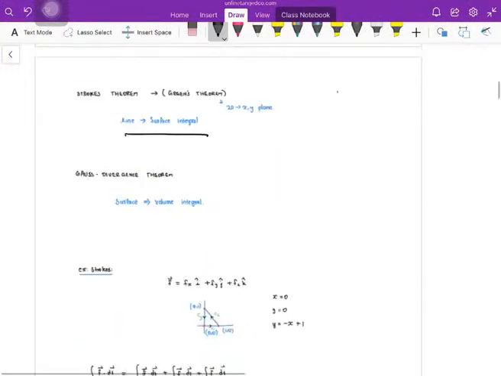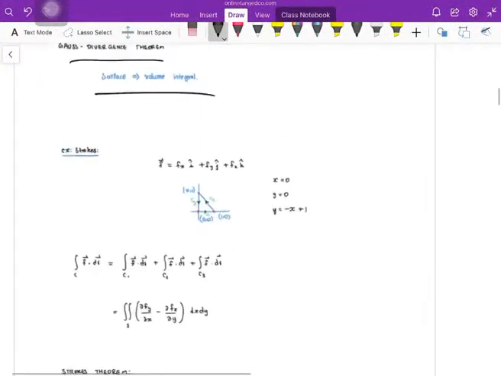Then the Gauss divergence theorem. What does the Gauss divergence theorem mean? Instead of taking the flux, I already gave you the concept of divergence, right? So remember that concept, then only will you understand this Gauss divergence theorem. It takes a surface integral to a volume integral. Instead of a surface integral, you can get the same answer by a volume integral.